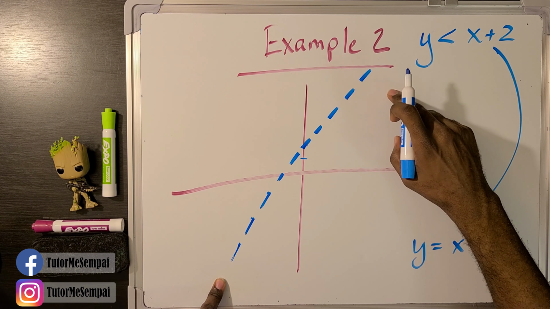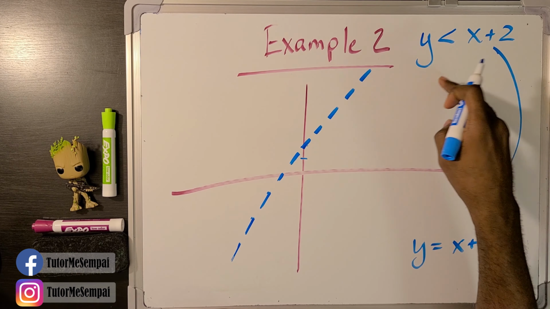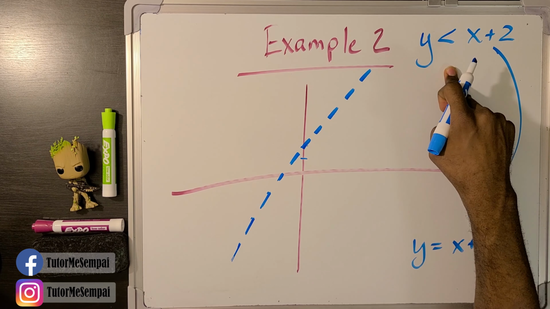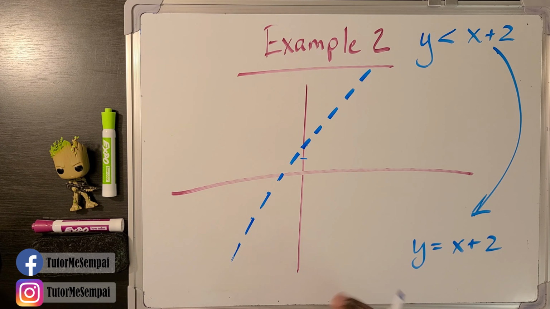This is not a straight line. It is a dashed line. And that's going to be how we denote y strictly less than instead of y less than or equal to this x plus 2. So that was our first step. Now we move on to shading.